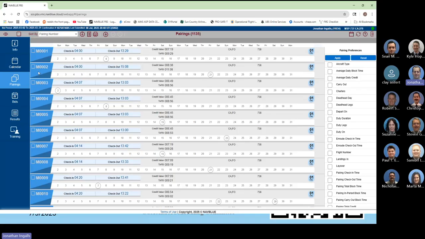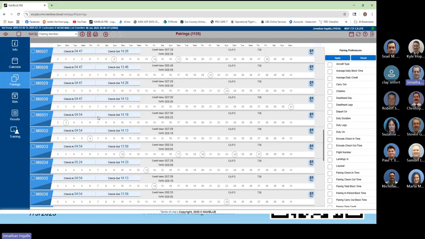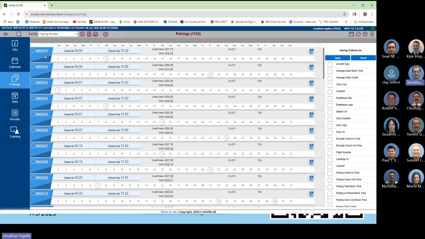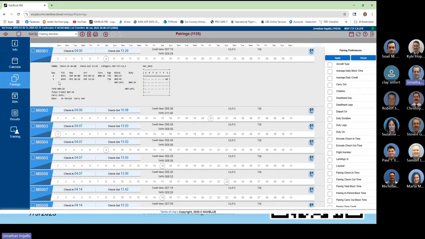This is really cool. This is like the heart of the bid package, so to speak. You have all the trips here, and you can scroll down forever to find all of them. You can click on a trip to expand it to see the details about it.